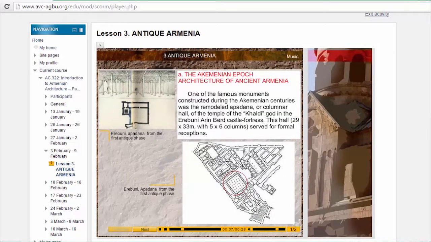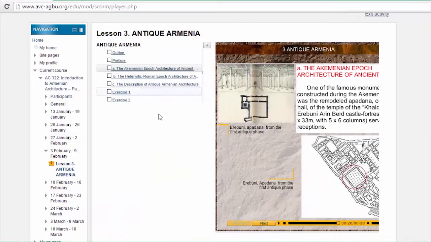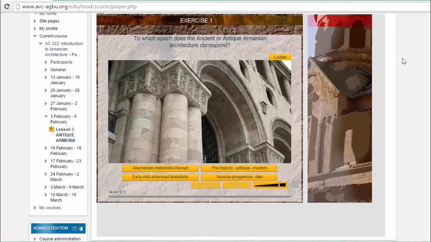One of the famous monuments constructed during the Achaemenian centuries was a remodeled Abadana, or columnar hall, of the temple of the Chaldi god in the Yerepuni Arinpert castle fortress. Each lesson is followed by exercises to practice the lessons learned. To which epoch does the ancient or antique Armenian architecture correspond? To what temple type does the Garden Temple belong?